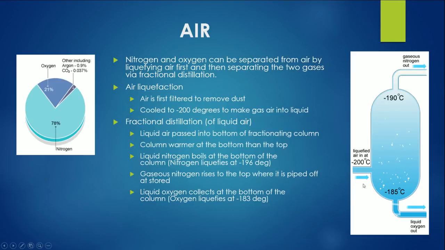So what happens is, because nitrogen liquefies at negative 196 degrees, the bottom part here, which is negative 185, is way too hot. What that means is that the liquid nitrogen that comes in with liquid air will actually boil off at the bottom, and it will rise to the top where gaseous nitrogen is taken out and stored. The liquid oxygen can be piped out down at the bottom, and that's pretty simple, and we can store that. So we've essentially separated nitrogen and oxygen, as simple as that.